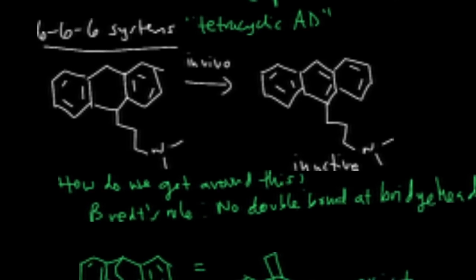Okay, so now let's talk about your 6-6-6 ring systems, which are termed that way because you have a 6-membered ring, a 6-membered ring, and a 6-membered ring. So 6-6-6 ring system. So remember that. So in vivo or in cells, 6-6-6 ring systems are converted to planar structures. Forgot to label this as planar.